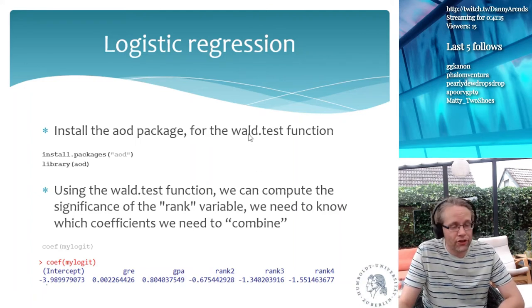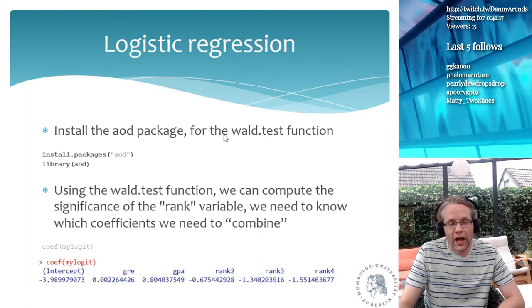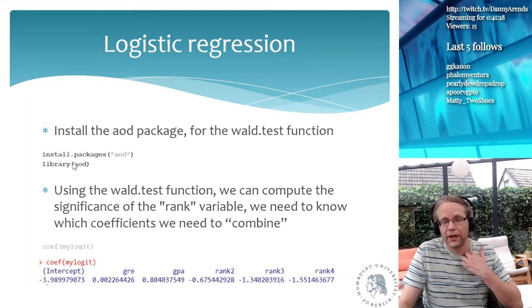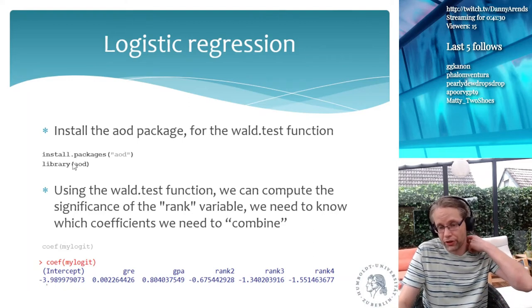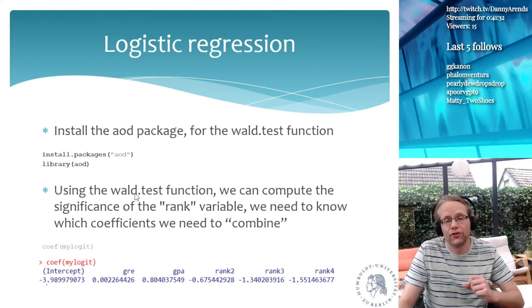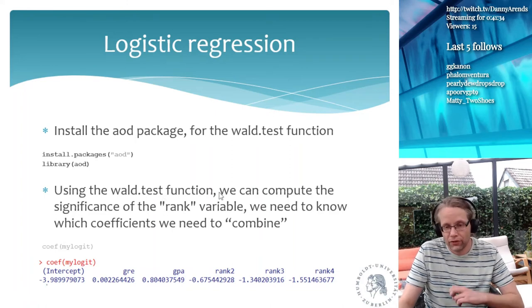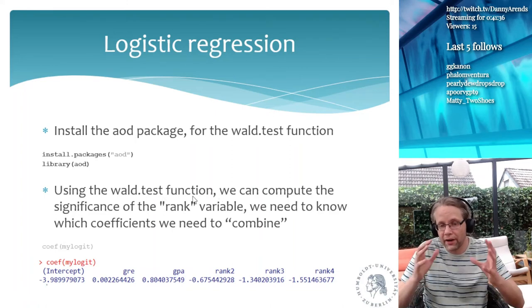The Wald test is not standardly available in R, so we have to install first the AOD package. So we can install the package using install.packages, and then we can say library(aod). And by loading the library, we get now access to all of the functions which are provided in there. And now we can use the wald.test function to compute the significance of the rank variable.